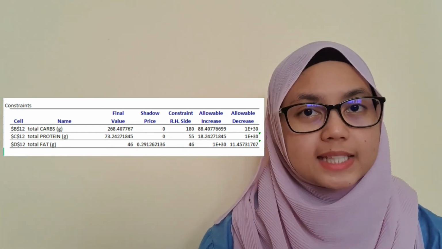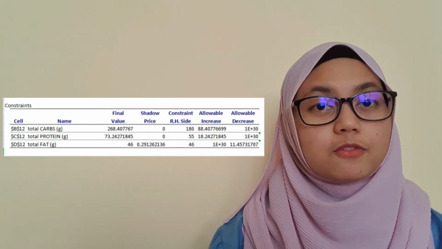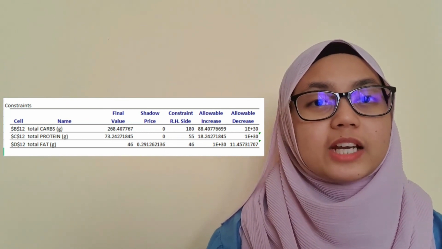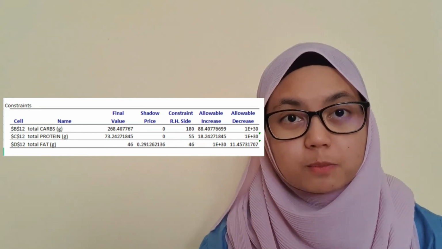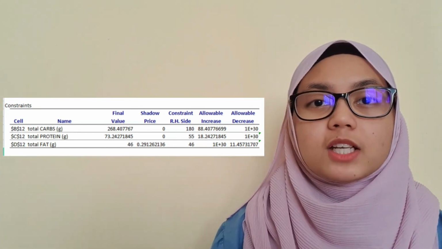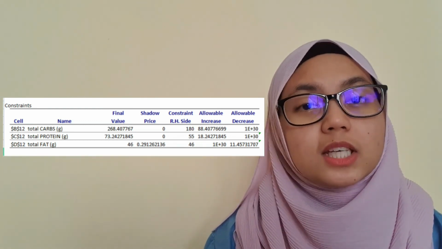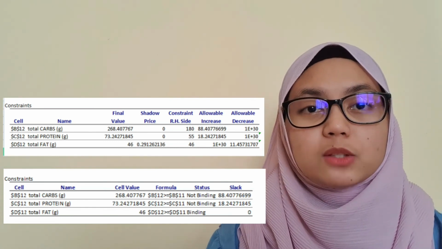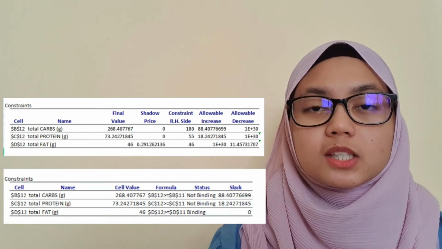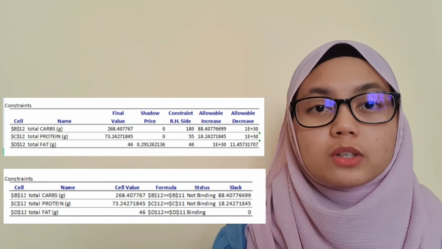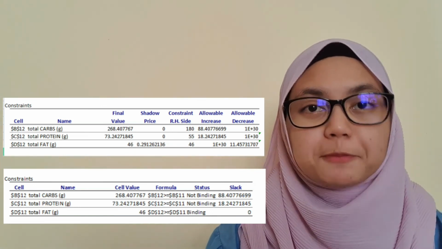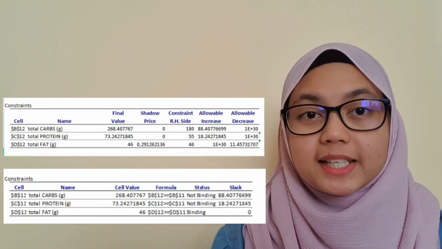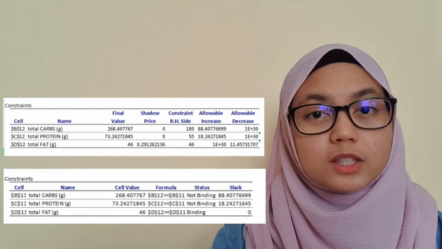So from the report, we can see that the current optimal solution served is 268.1 gram, which is more than the recommended 180 gram of carbs to be taken a day. The final value and the right-hand side constraint are not equal, so the constraint is not binding. This also applies to the protein. The optimal solution served is 73.24 gram, which is more than the recommended protein per day. So it is also not binding, but the fat is binding as the right-hand side is equal to the final value.